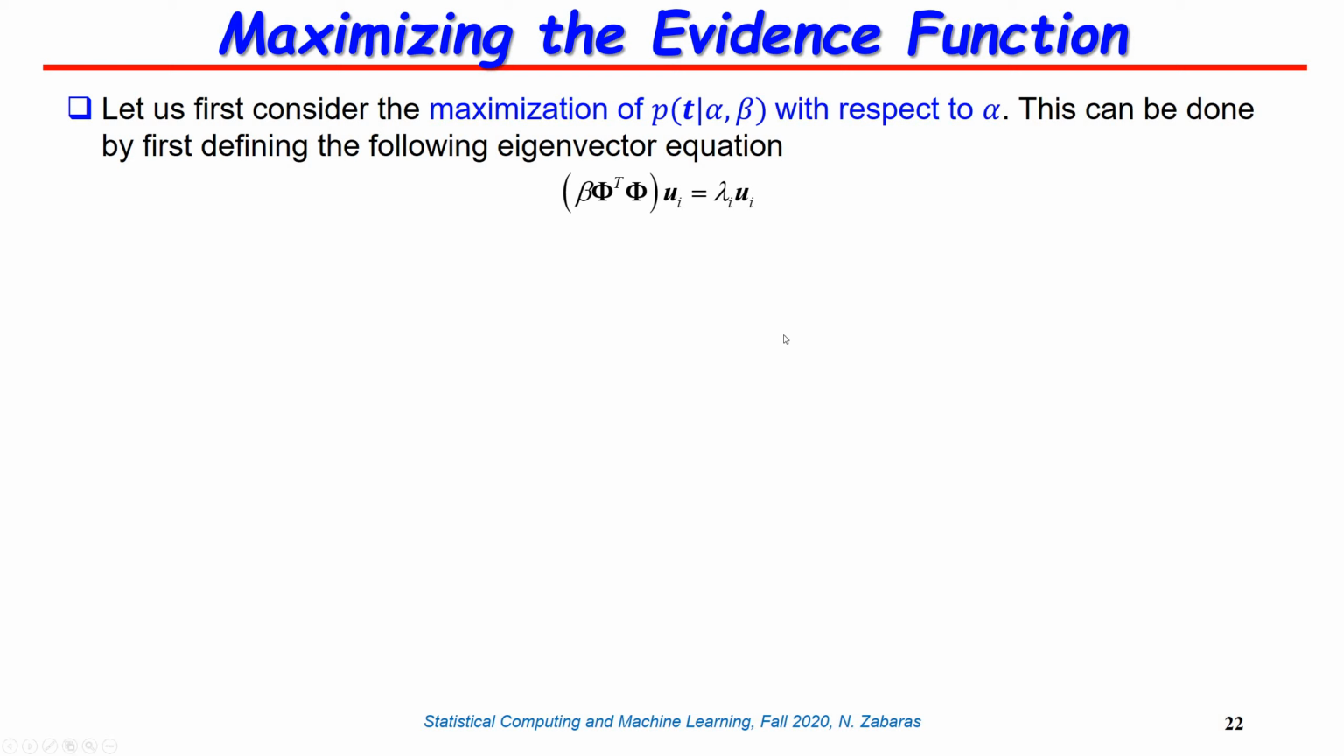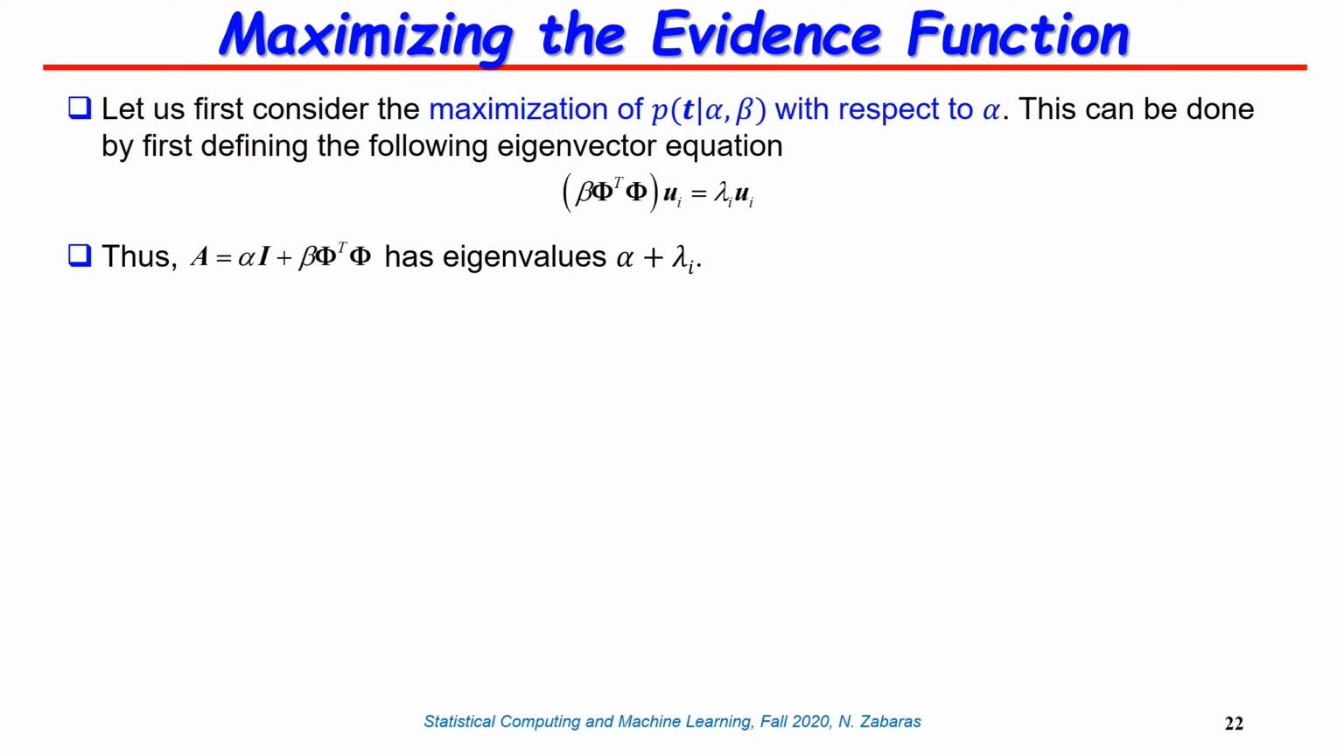Okay, now remember the matrix we care about in our problem is that matrix A. This is what comes in the evidence approximation. So this A is alpha times I plus beta phi transpose phi. So obviously if the eigenvalues of beta phi transpose phi are lambda i, and you shift this matrix by alpha times the identity matrix, then the eigenvalues will shift by alpha. So the eigenvalues of A are alpha plus lambda i. Okay. Now, why is this important?